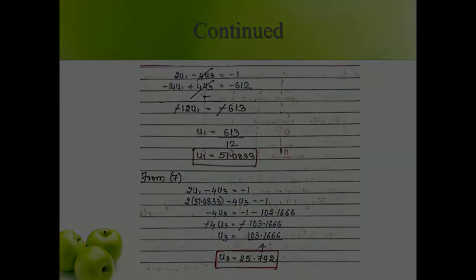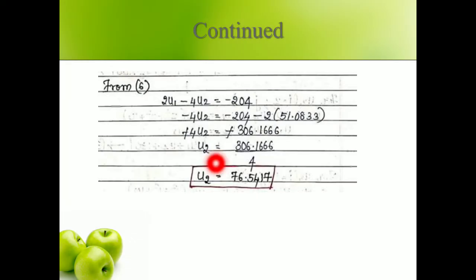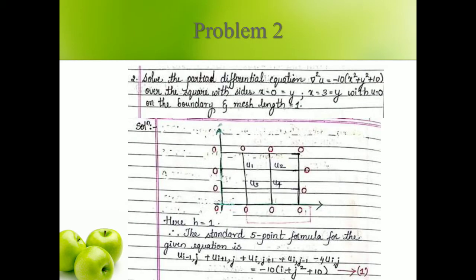So u3 will be equal to 25.792. Next, from the sixth equation you get the u2 value. First write the sixth equation, substitute the u1 value in the given equation, then u2 will be equal to 76.5417. We'll go to the second problem.